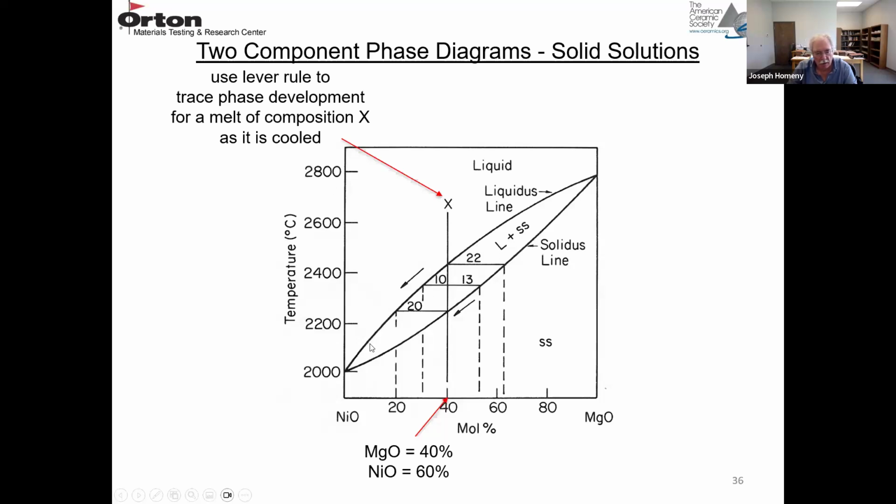So here's again a complete solid solution for nickel oxide and magnesium oxide. And we'll just take this composition X and see what happens when we cool it down. So that's at 40% MgO and 60% NiO. So we'll just follow this down as we cool it and use the lever rule.